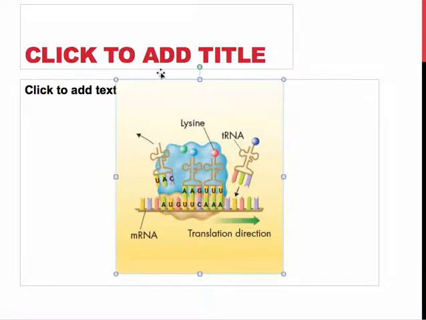Now, a polypeptide chain is not a protein. What has to happen is that the polypeptide chain has to curl around and twist, and it's going to make a three-dimensional shape. That three-dimensional shape is what we actually consider to be a protein.